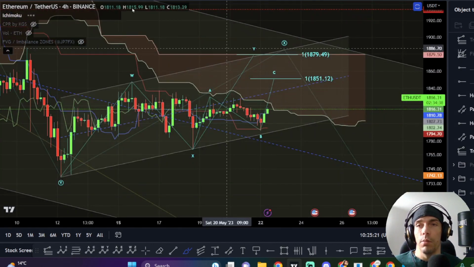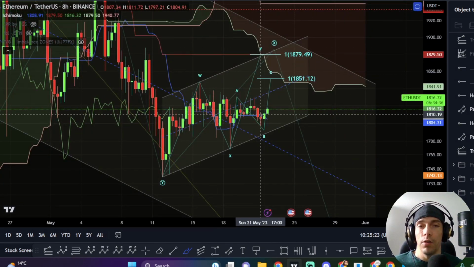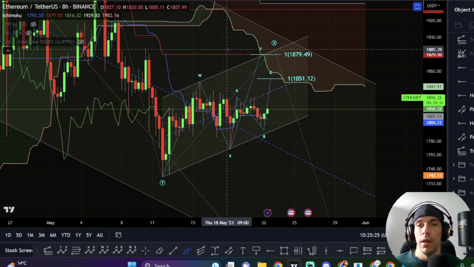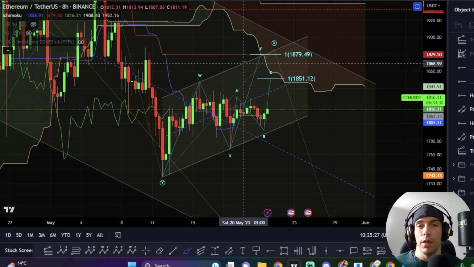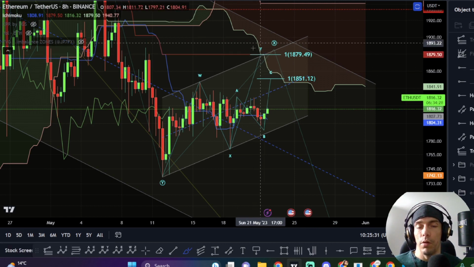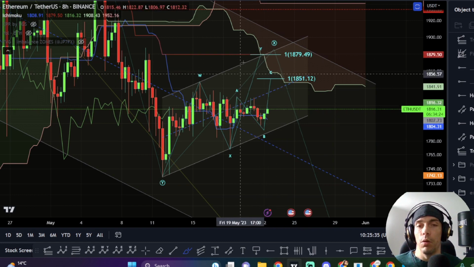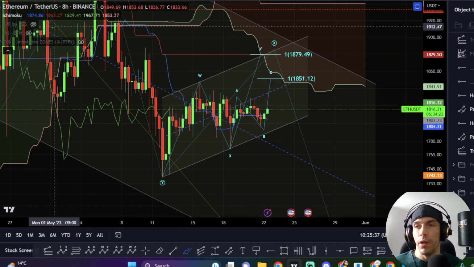As well as that, within the 8-hour cloud here, we can see that we do have the baseline, which is sitting here at this 1779 as well, which would tie in with that 1-to-1 of that Y wave. So a move to the upside here towards this zone could potentially look for rejection. We do have some levels within that.